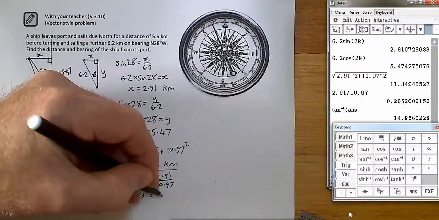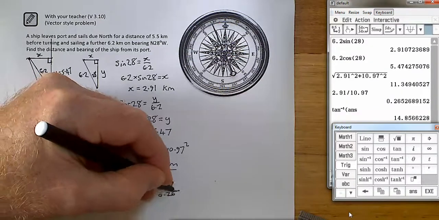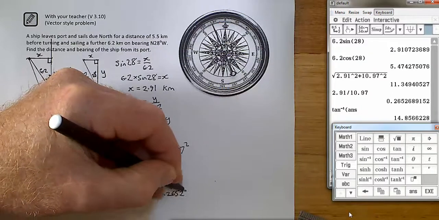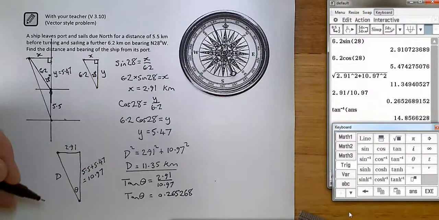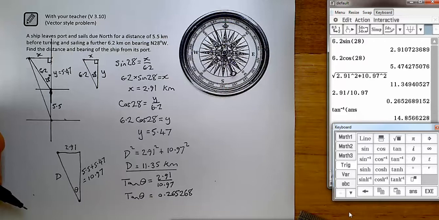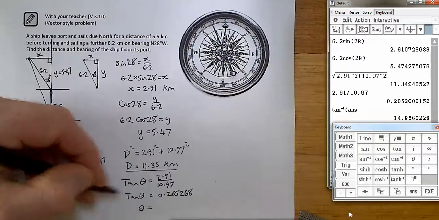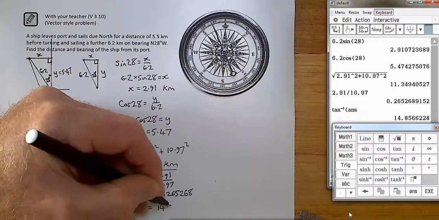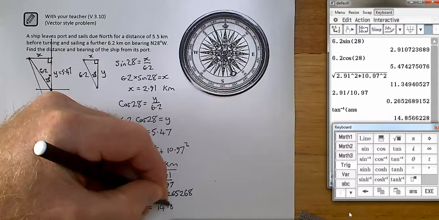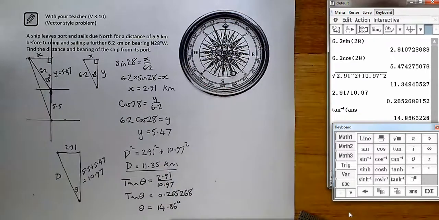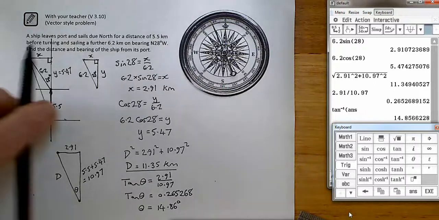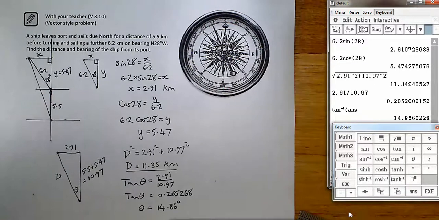It works out to be 0.265268. That'll do. And then you use the inverse tan of this, and we'll find that theta equals, as done on the screen there, 14.86 degrees. We need to express our answer as a bearing, and so what we're saying is from the north rotate 14.86 degrees towards the west.